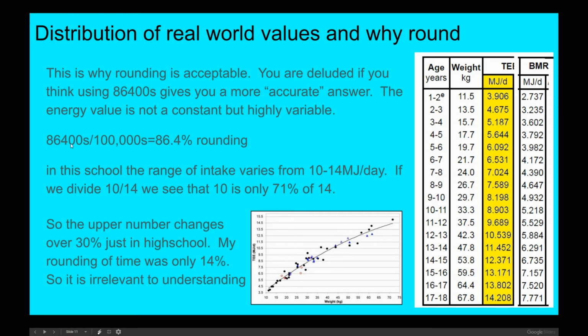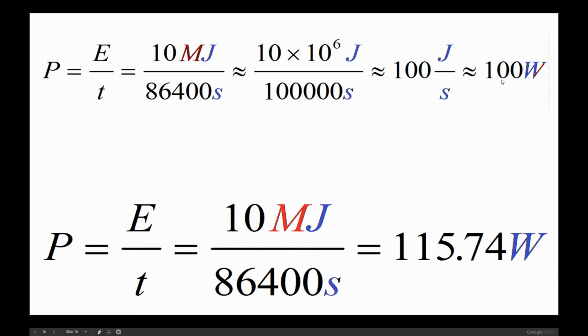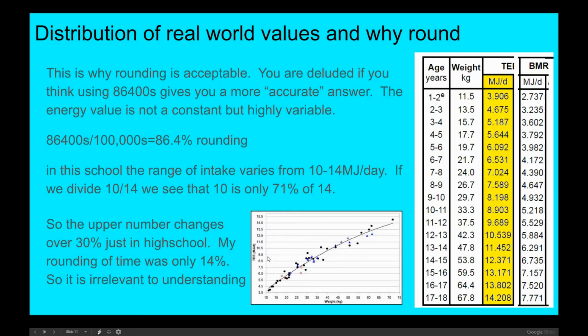Now, if I divide those two numbers, this number is 86.4% of the other one, which literally means my rounding set the answer off by 15%. I mean, you can see it here. There's the actual answer. There's the real one. If you got 100 on a test out of 115, that's roughly a 15% error.